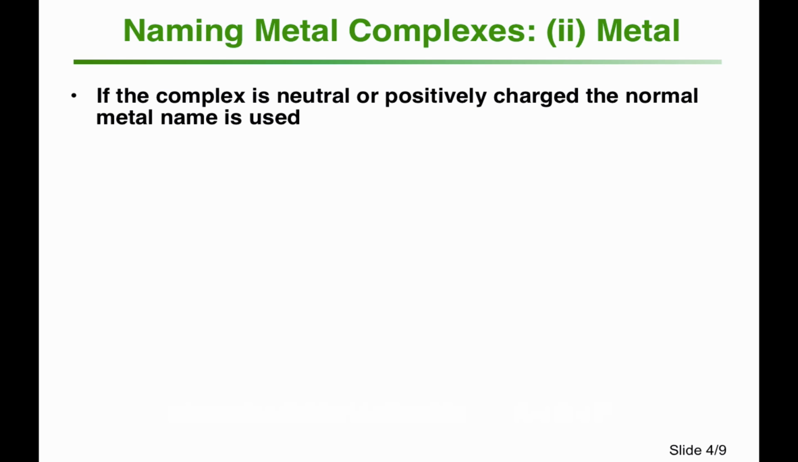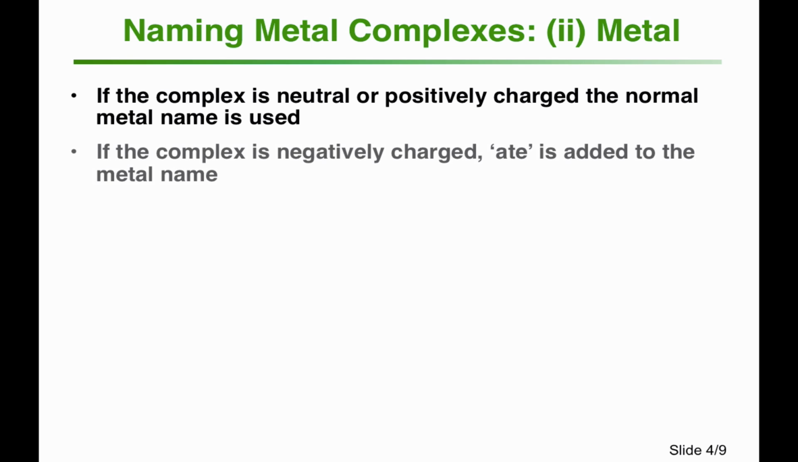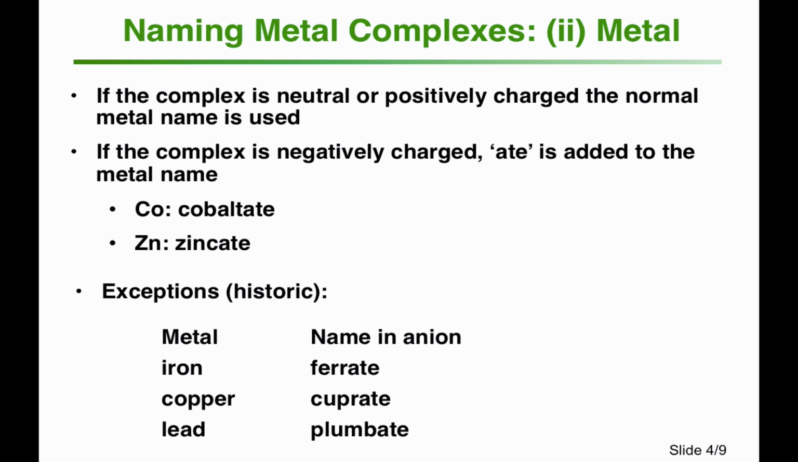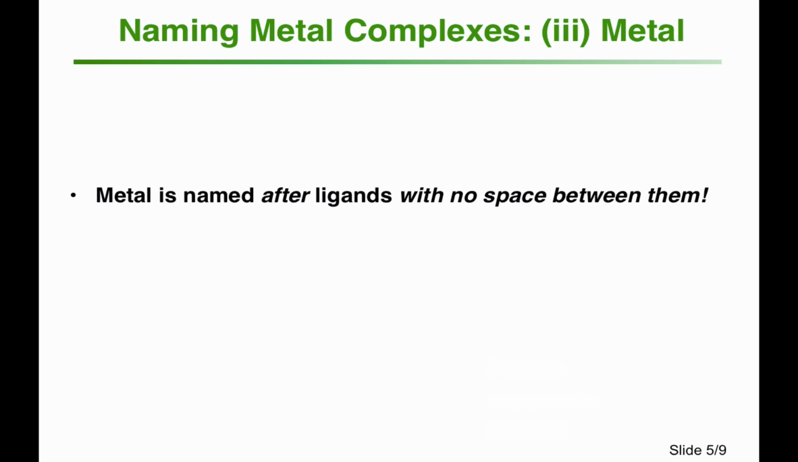Okay, let's think about the metal now. If the complex is neutral or positively charged, the normal metal name is used. But if the complex is negatively charged, ate is added to the metal name. So we have cobaltate, zincate, if the cobalt or zinc is in a negatively charged complex. Again, history has given us things that people aren't going to give up. And so we don't have iron-ate, we have ferrate. We don't have copper-ate, we have cuprate. We don't have lead-ate, we have plumbate. Because of history, we're not going to get rid of these words that have been used for hundreds and sometimes thousands of years. So we know how to do the ligands and we know how to do the metal.